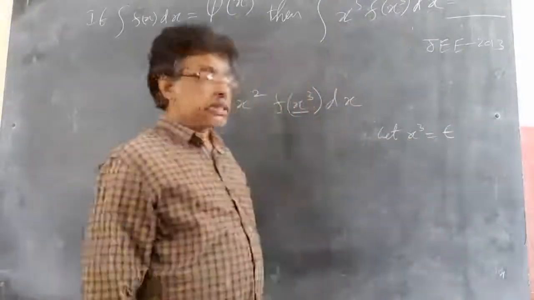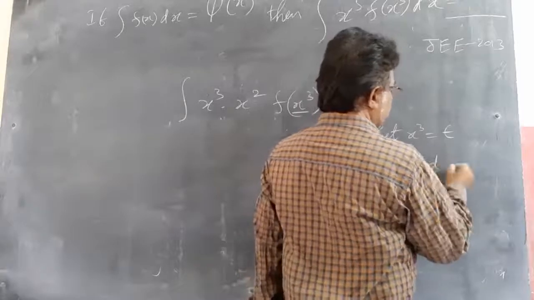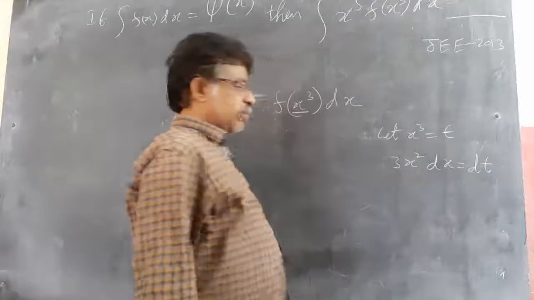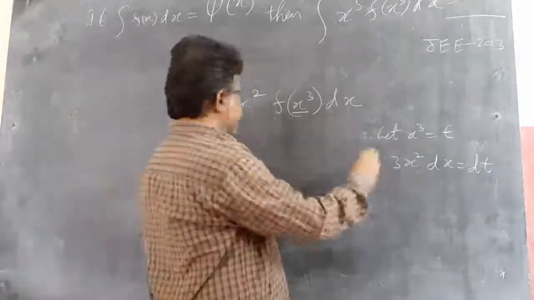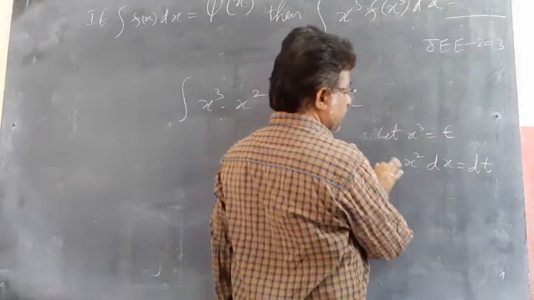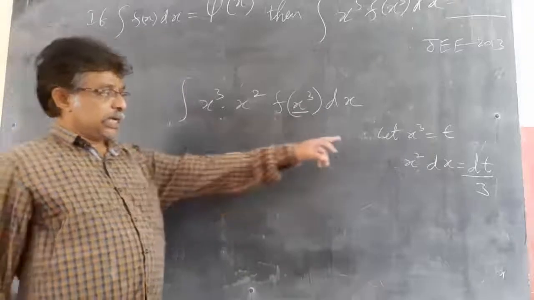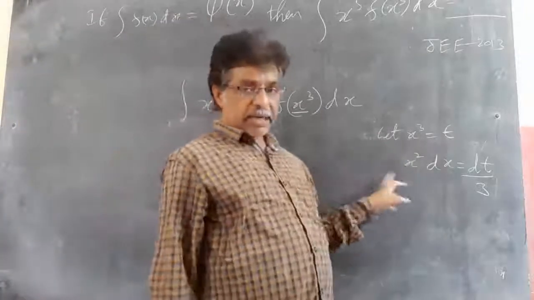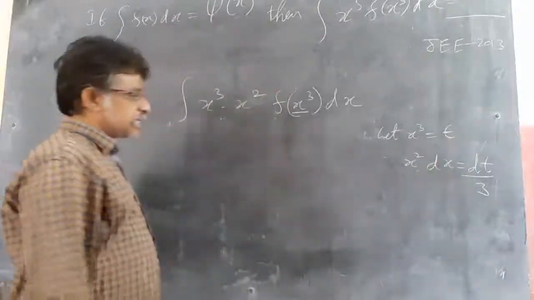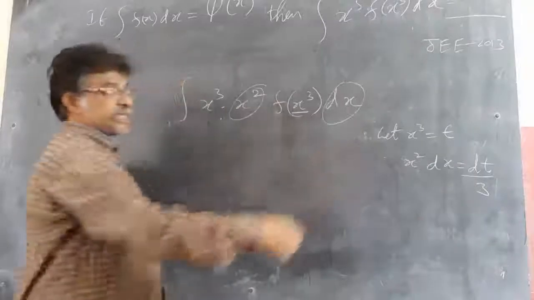So what happens? The derivative of x cube is 3x square dx equal to dt. 3x square equal to dt by dx. The dx I am bringing to this side. So 3x square dx equal to dt. Now if I bring 3 to that side, dt by 3. So x square dx equals dt by 3. Now I have x square dx becomes dt by 3.